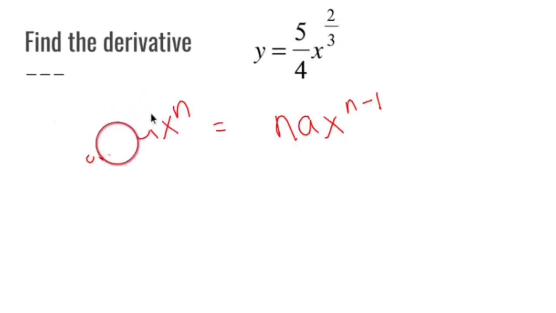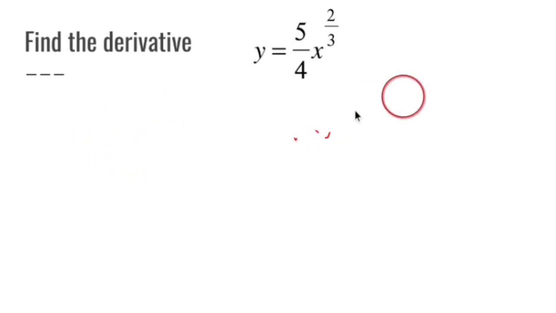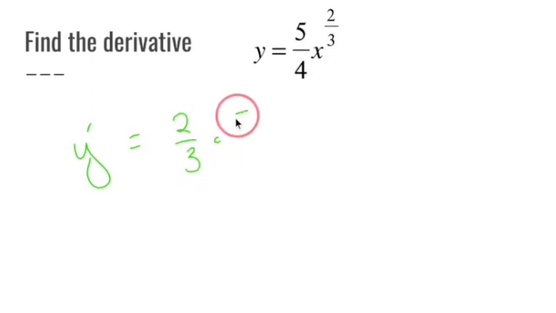So let's get rid of this now that I know that. What I'm going to do is y prime, or I could call it dy dx if I wanted to. I'm going to take that 2/3, bring it down, multiply it to the 5/4 that's already there. X is x, and 2/3 I'm going to subtract 1 from. All right, so a lot of cleanup on this problem, but that's fine. It's part of the job.